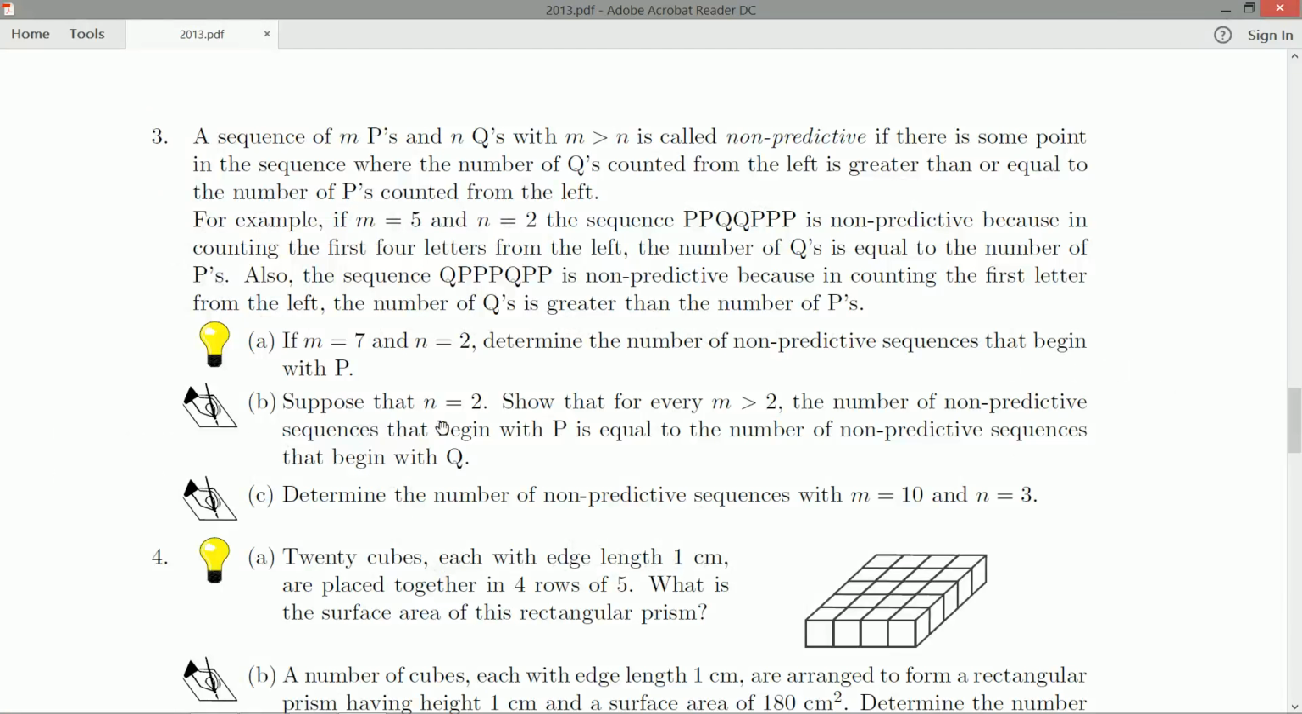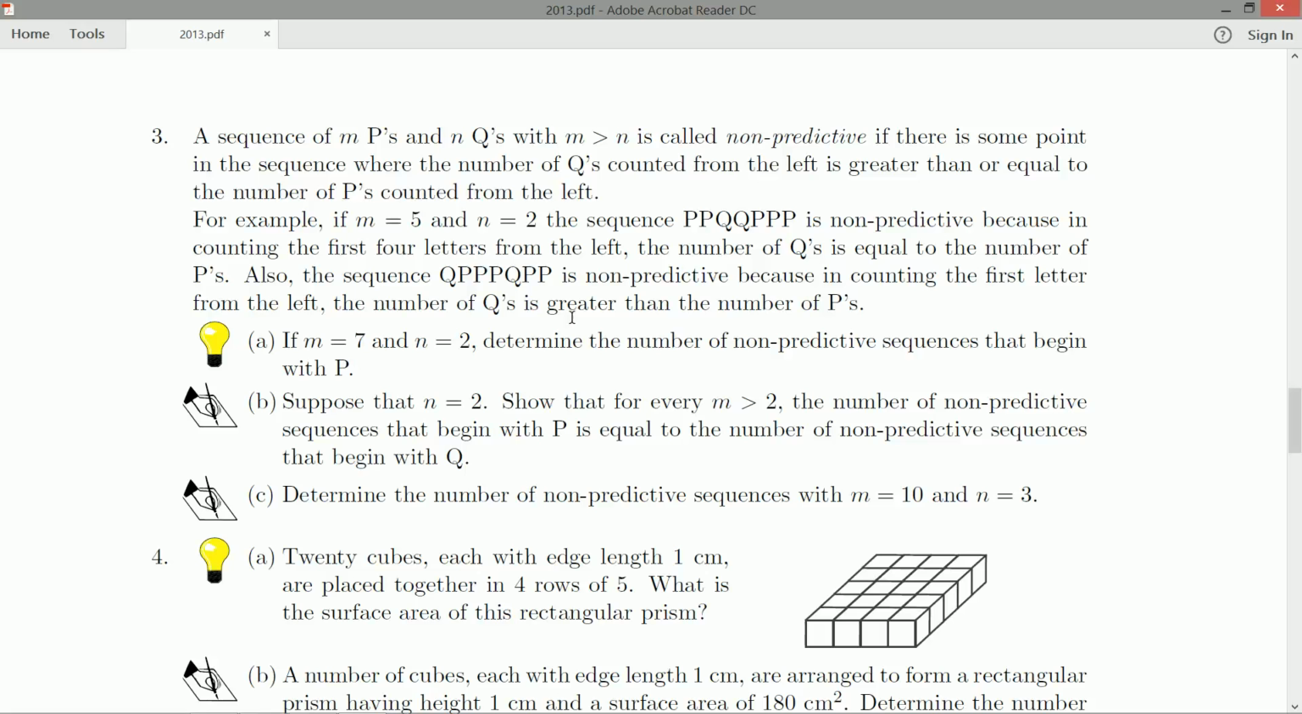Suppose that n equals 2, just like in the last case. Show that for every m greater than 2, the number of non-predictive sequences that begin with P is equal to the number of non-predictive sequences that begin with Q. Interesting.